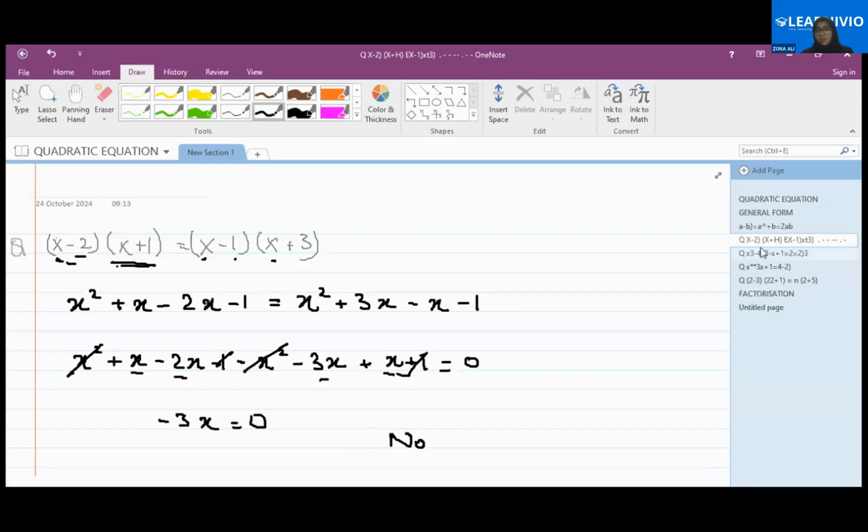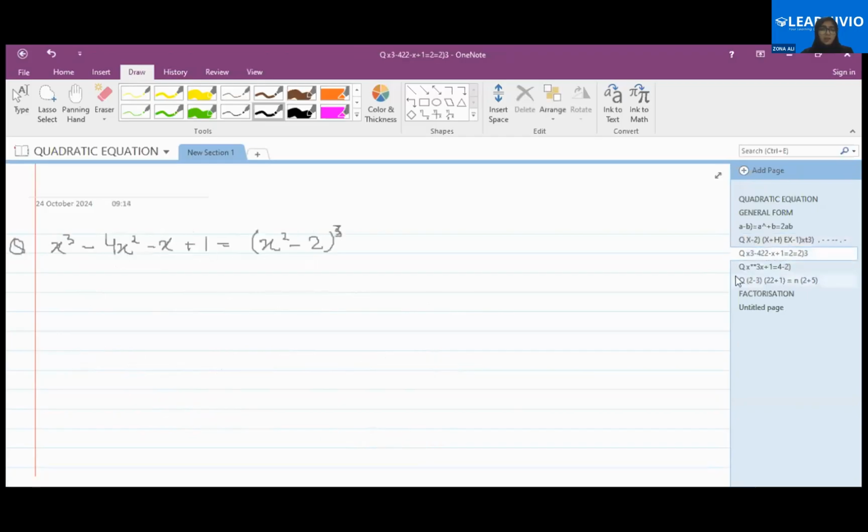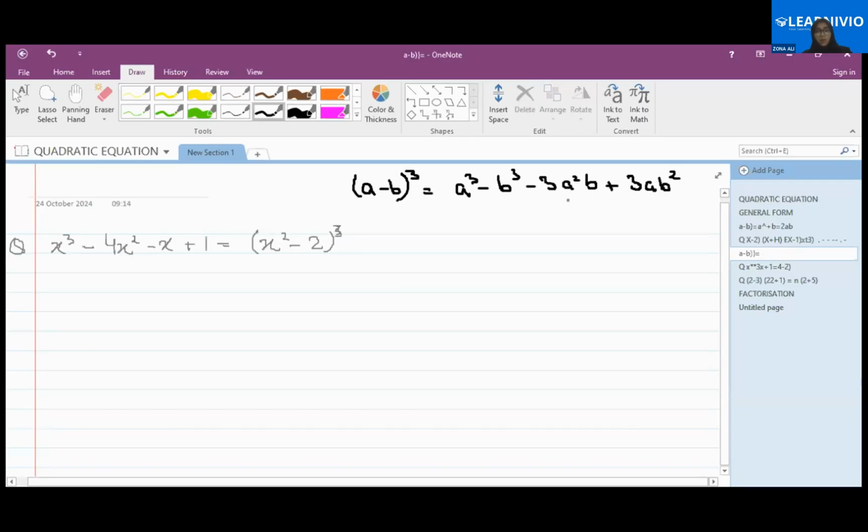Now next question is this. Acha, first of all tell me the formula of a minus b whole cube. A minus b whole cube is a cube minus b cube minus 3a square b plus 3ab square. This is the formula for a minus b whole cube.